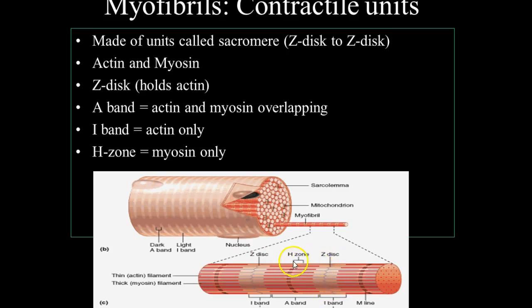And the H zone is a section where there's only myosin. If you look really carefully at your diagram, you'll see that on either side of the H zone, right here and right here, there is actin and myosin. The relationship between actin and myosin is what causes the muscle to contract, which we'll get to in just a second. So a sarcomere technically goes from one Z disc to another Z disc. That is a contractile unit, which we call the sarcomere.